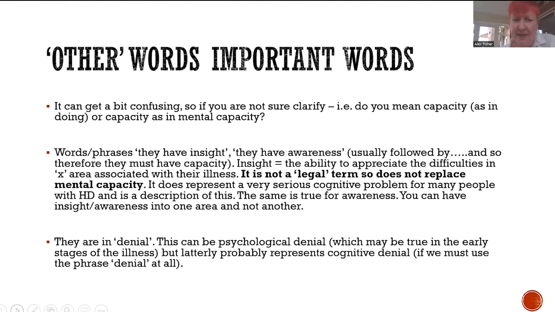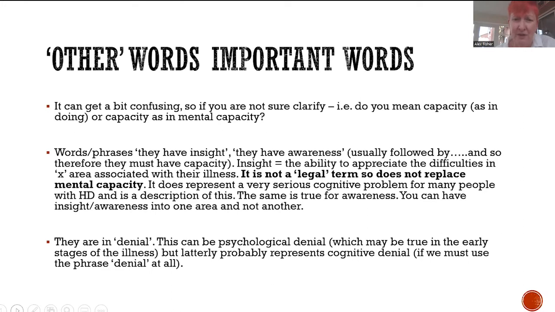Then we get words and phrases like they have insight and they have awareness, and that's usually followed by therefore they must have capacity. I would say to you that insight is a descriptive phrase. It's the ability to appreciate specific ideas associated with their illness. So a person can have the insight into their movement, or the insight into having a memory problem associated with their illness. But it is not a legal term, so it does not replicate mental capacity.